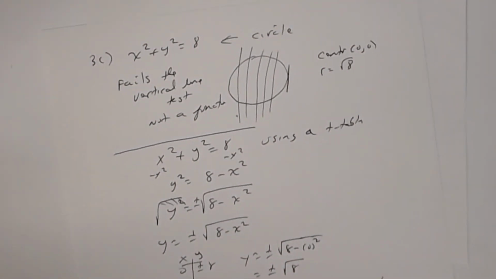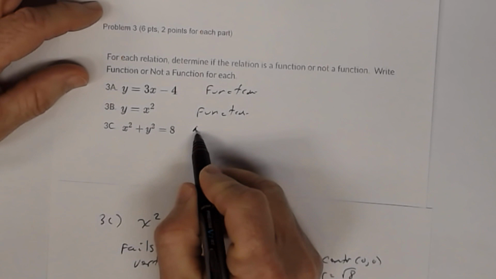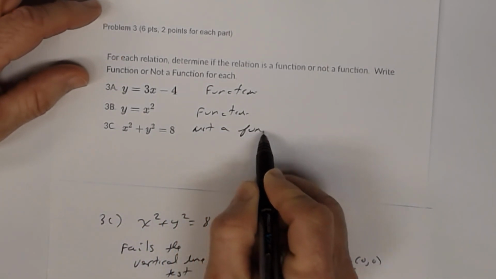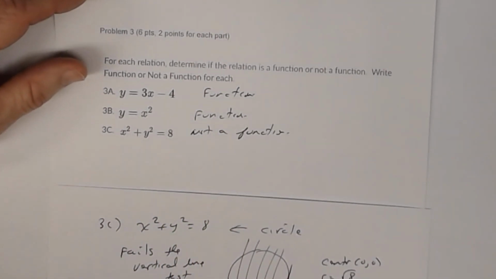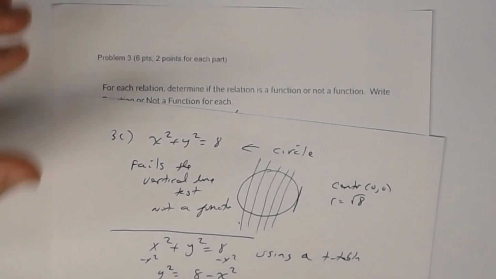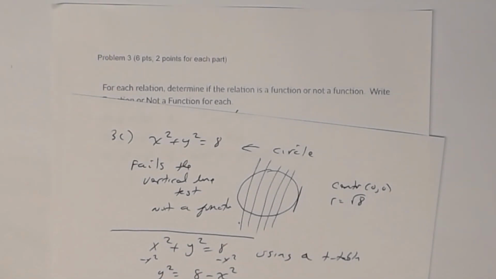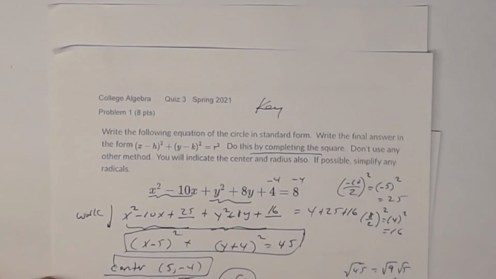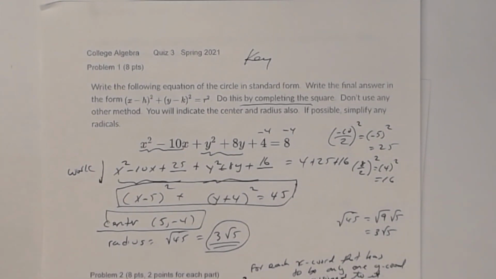All right. So letter C. This relation is not a function. It's a circle. Okay. So that is the key to quiz number 3.